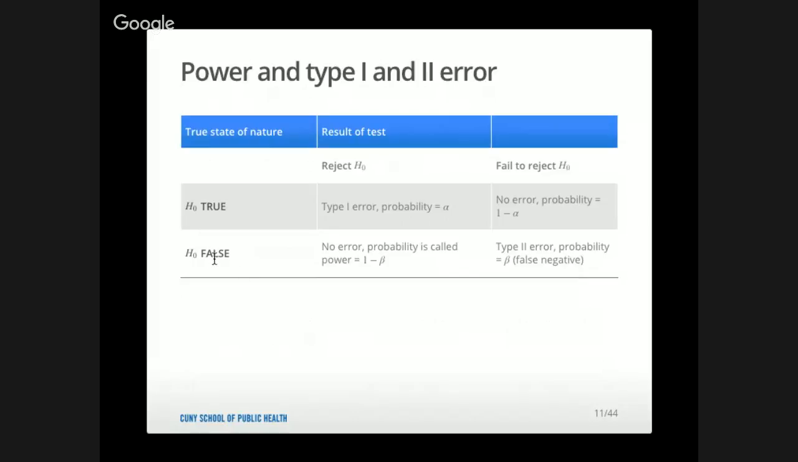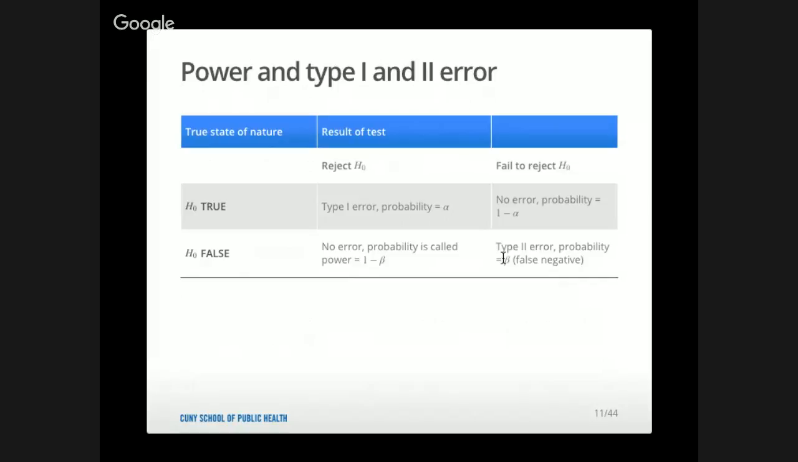And finally, if H0 is false, but we fail to reject it, that is a type 2 error. So we should have found that the drug was effective, but we did not. That's a type 2 error, or a false negative, and we use beta to write down that probability.